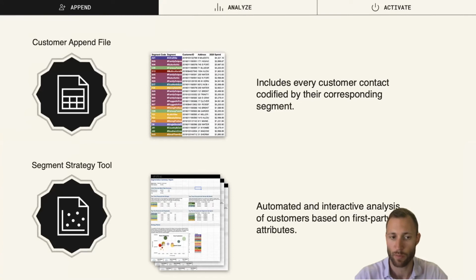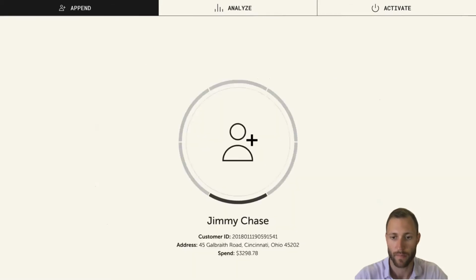So you get your customer append file, and then you also get a segment strategy tool. So if you put any of those first party variables, you'll get an automated report back to understand your segments within that. So let's take one customer record through this process and see what we learn.